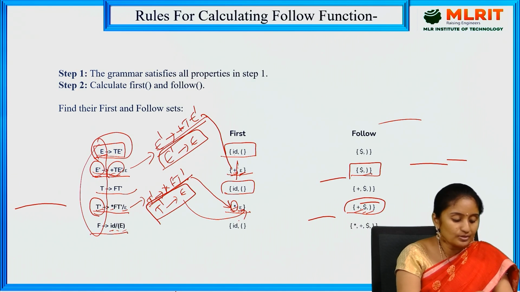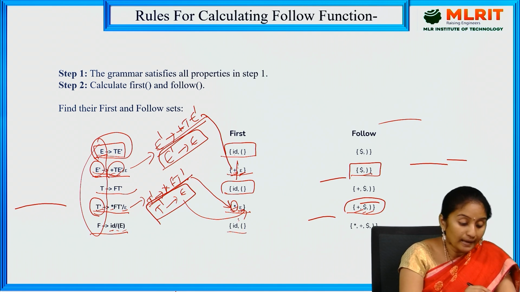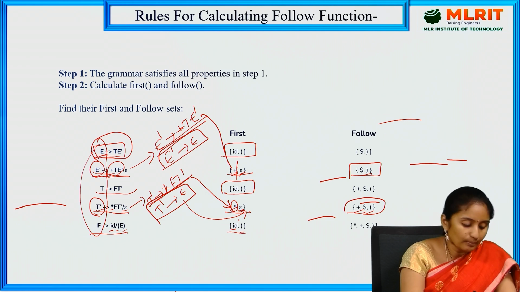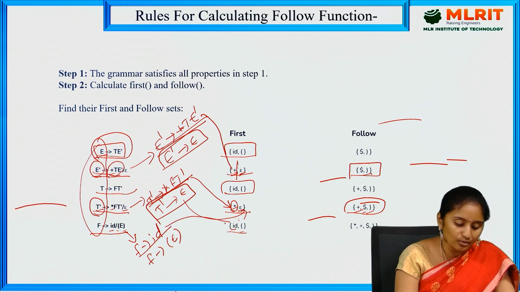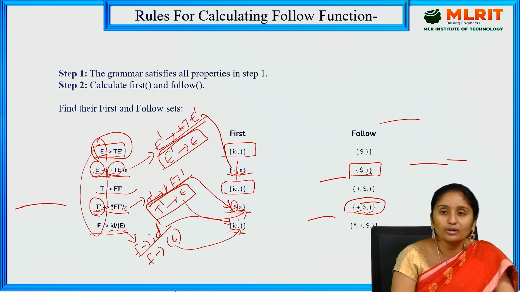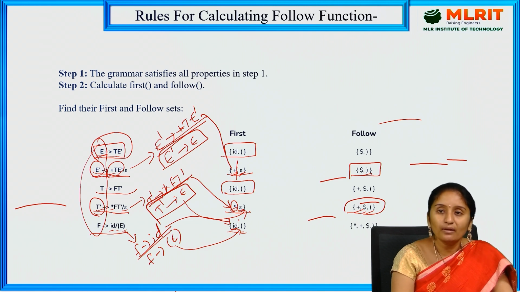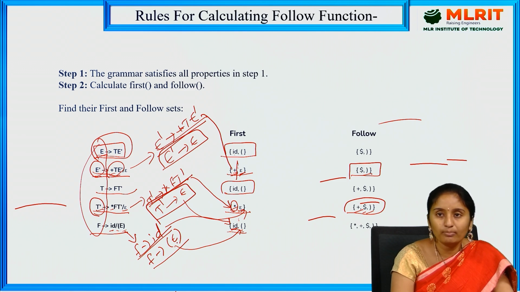Next, F produces id or open bracket E close bracket. So what is the first function? id and open bracket. Here I have two productions. With the help of one production I got one symbol, and with the other production I got another symbol. So I can write these as F produces id, and F produces open bracket E close bracket. In the place of id, I need to place F produces id. In the place of open bracket, I need to place F produces open E close bracket.